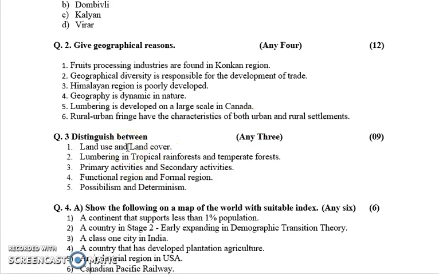Next you have distinguish between any three. Again here you have to write the difference between land use and land cover, lumbering in tropical rainforest and temperate forest, primary activities and secondary activities, functional regions and formal regions, possibilism and determinism. So these are the differences which you have to write.